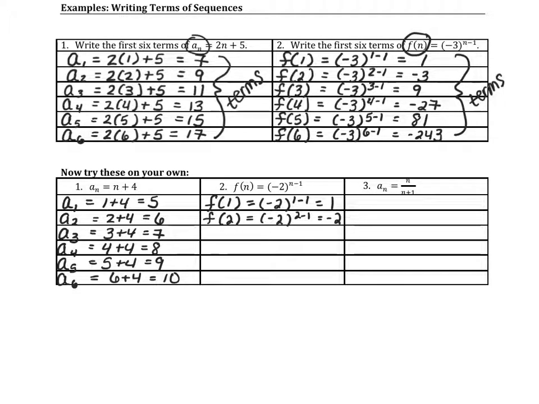Plug in a 3. -2, parenthesis, 3 minus 1. 3 minus 1 is 2. -2 to the second is going to give you that +4. Be careful. Use parentheses when plugging this in. Okay, fourth term of the sequence. Negative 2, 4 minus 1. 4 minus 1 is 3. Negative 2 to the third power is a negative 8.